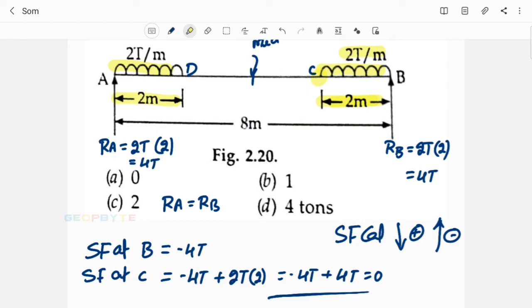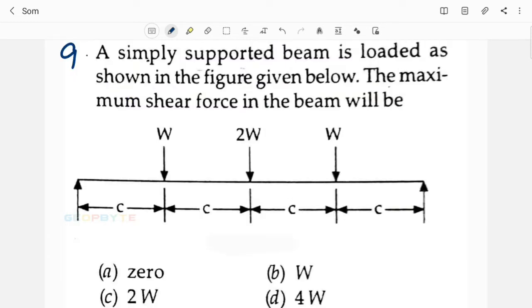Since there is no load between C and the midpoint, let it be E. Since there is no load between C and E, therefore the shear force at the midpoint of the beam is equal to 0. Therefore, option A is absolutely correct. I hope you clearly understood. Let us go for the next problem. Look at the next problem.